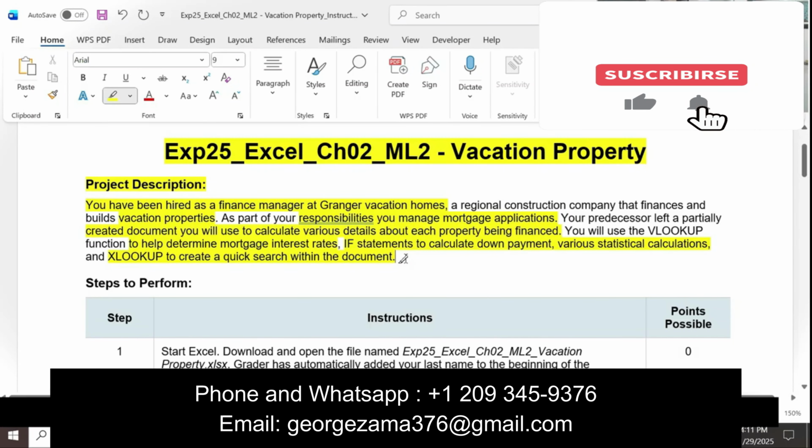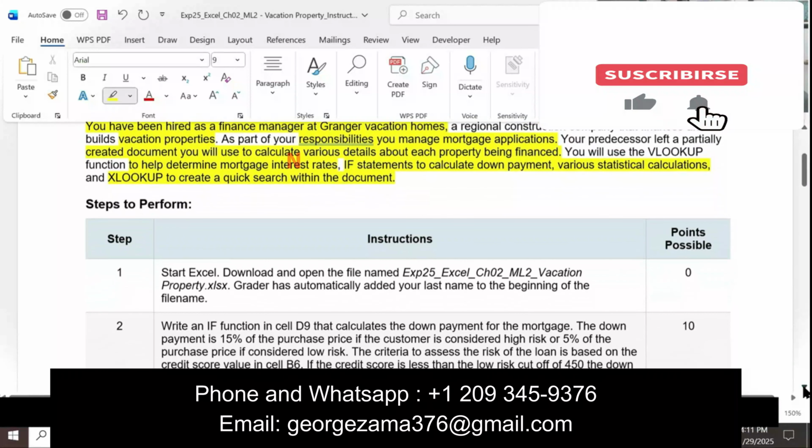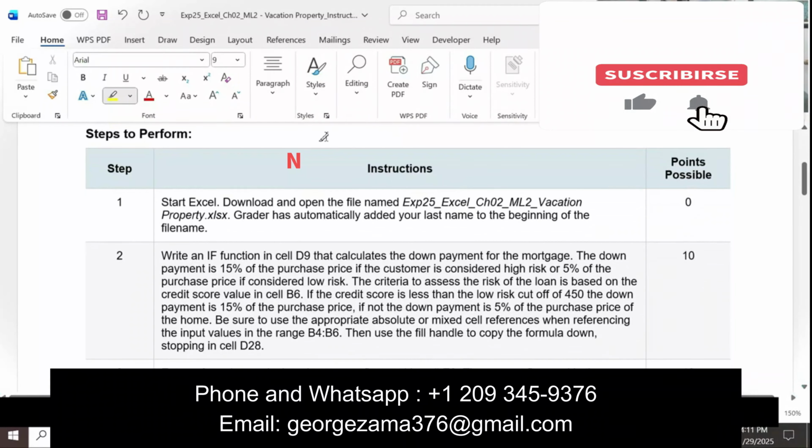So all these are simply instructions about the file, or a description of the project, what we have in today's project and how we have to solve it. We have to read this project description so we can get an idea what we have in the assignment. Okay, so now we are moving toward our main instructions, the steps to perform.